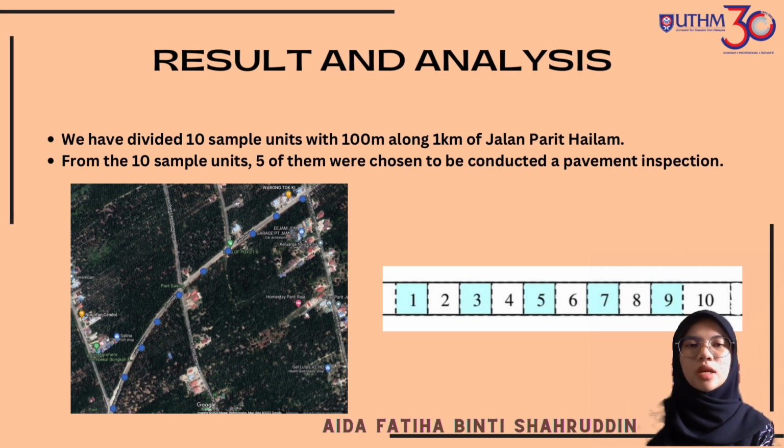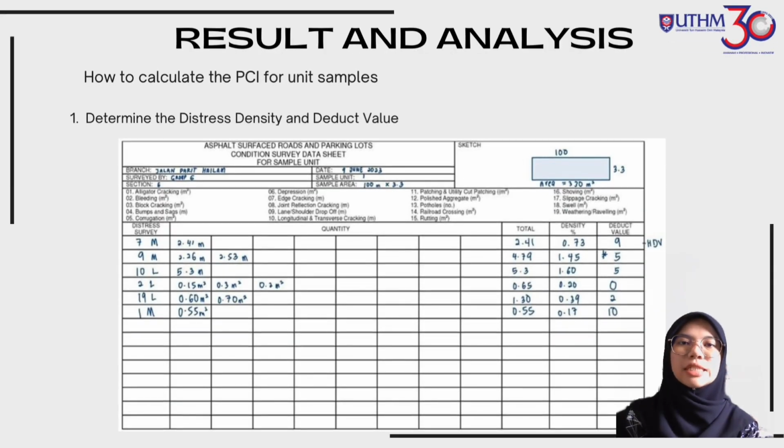Result and analysis. We have divided 10 sample units with 1 meter along 1 kilometer of Jalan Parit Highland. From the 10 sample units, 5 of them were chosen to conduct a pavement inspection. To calculate the pavement condition index (PCI), first we need to determine the distress density and the deduct value.